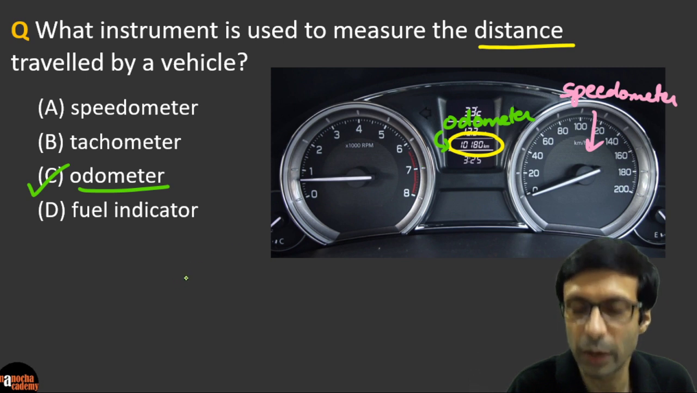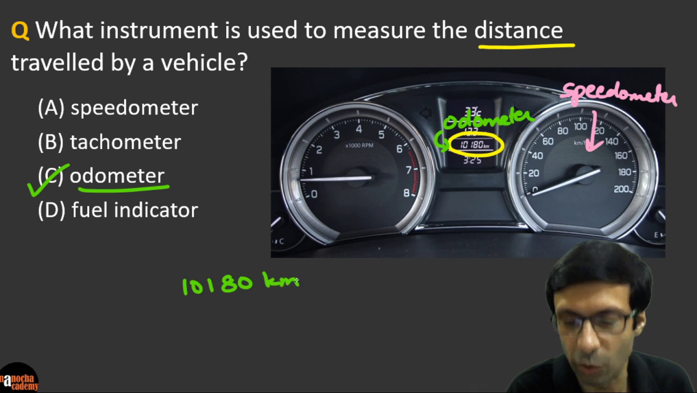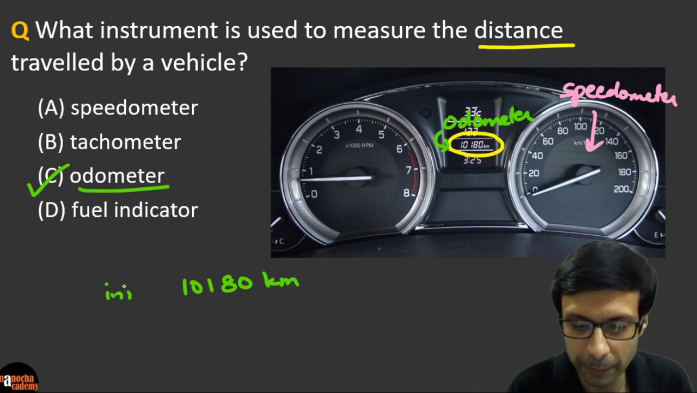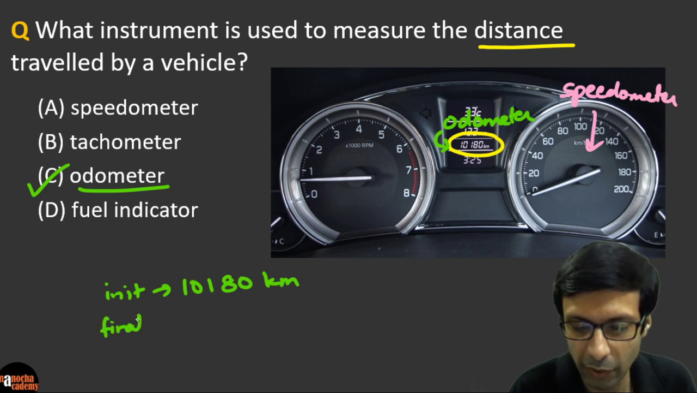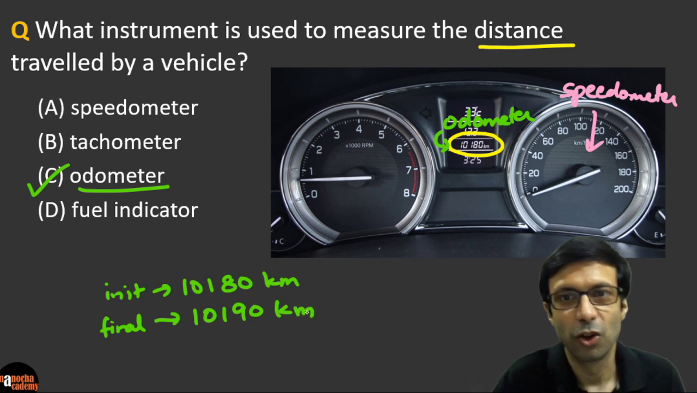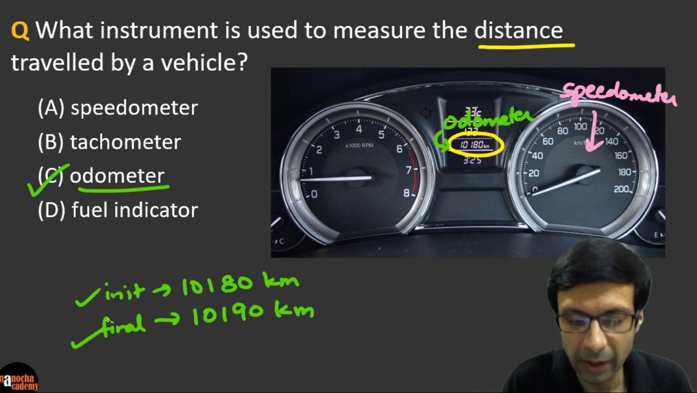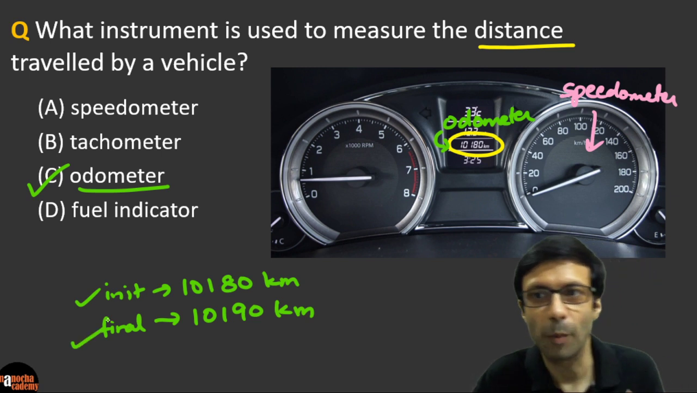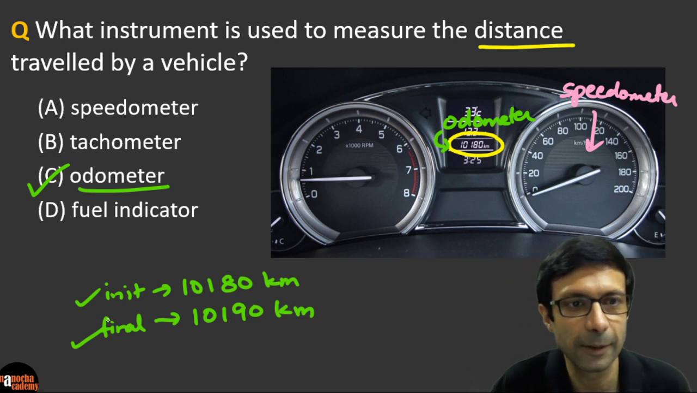And here in this car, you can see the reading is 10180 kilometers right now. So suppose that's your initial reading, okay? And let's say when you reach your destination, the final reading is 10190 kilometers. So guys, what is the distance you've traveled? So this is our initial odometer reading and this is the final one. So how much distance do you think the car has traveled based on these numbers? What do you think, guys?